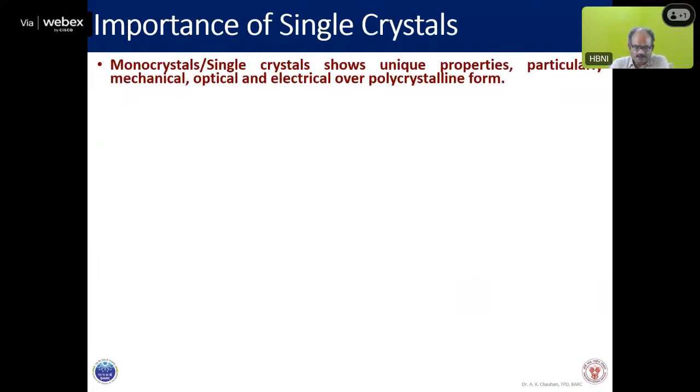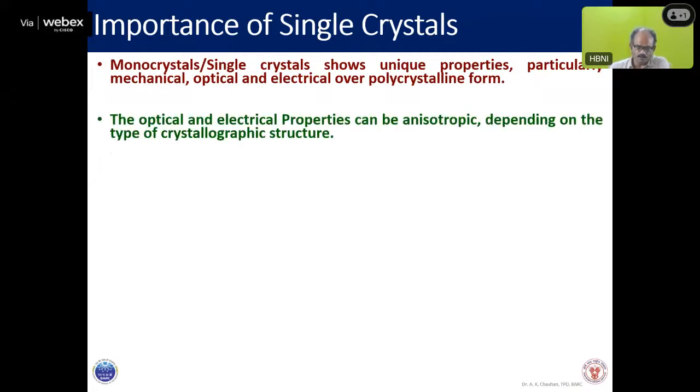So, importance of single crystals, monocrystals: single crystals show unique properties, particularly mechanical, optical and electrical, over the polycrystalline form. The optical and electrical properties can be anisotropic depending on the type of crystallographic structure. See, if it is cubic, then all the directions are the same, so the property will be the same. But cubic is only one class. There are 6 other classes.